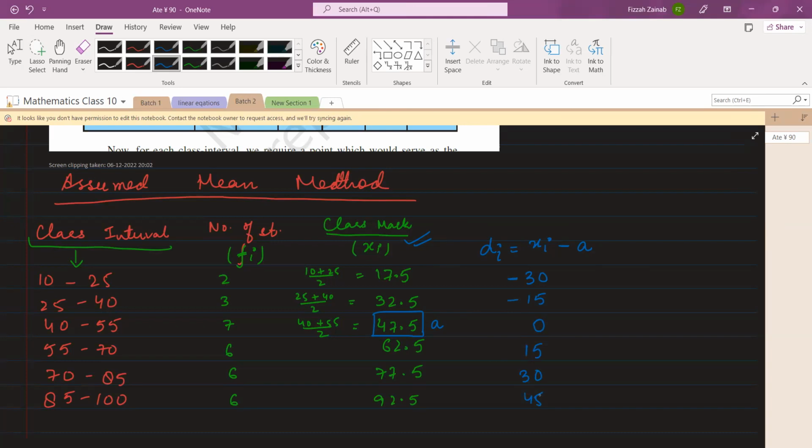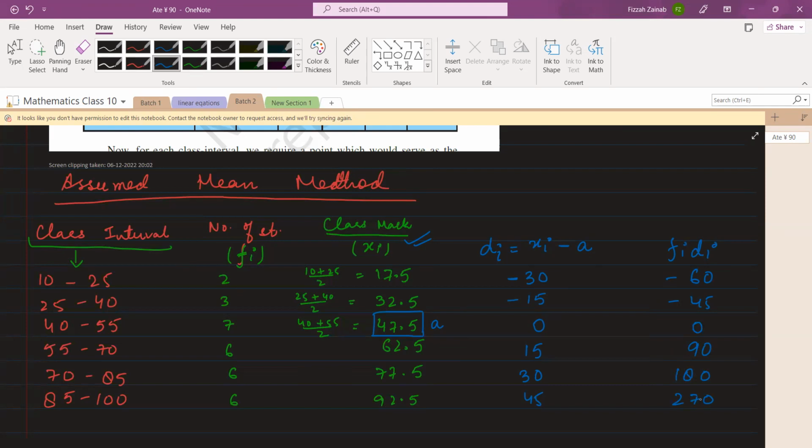Now with this number, you will multiply your frequency. So the next column will be FiDi. Now you multiply 2 into minus 30, so minus 60, right? Then 3 into minus 15, so minus 45. 7 into 0 is 0. 15 into 6 will be 90. Then it will be 180 and it will be 270. Is that clear?